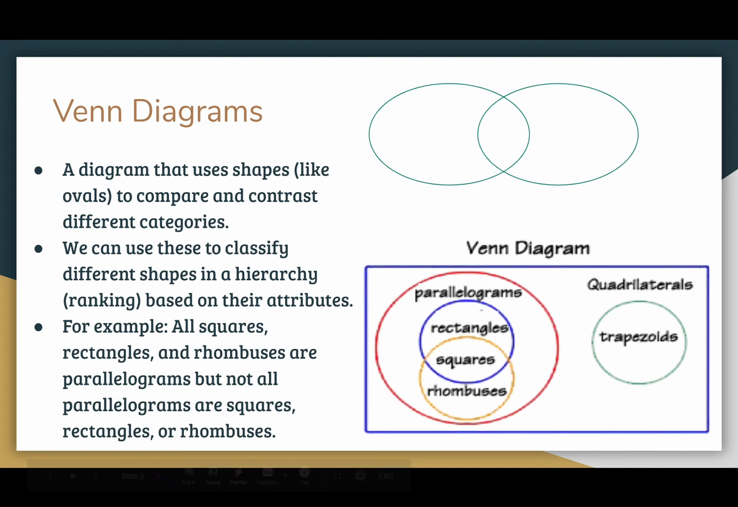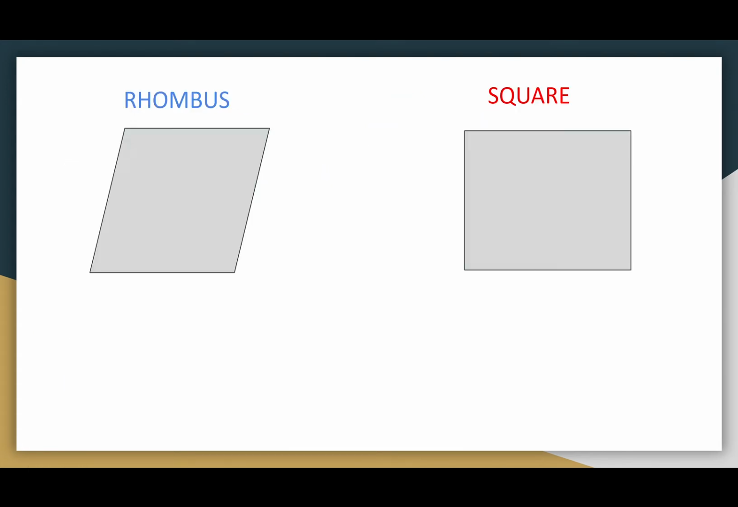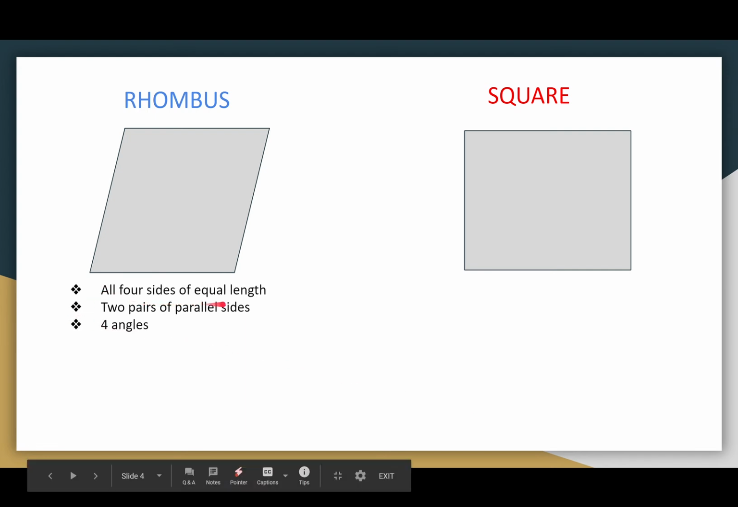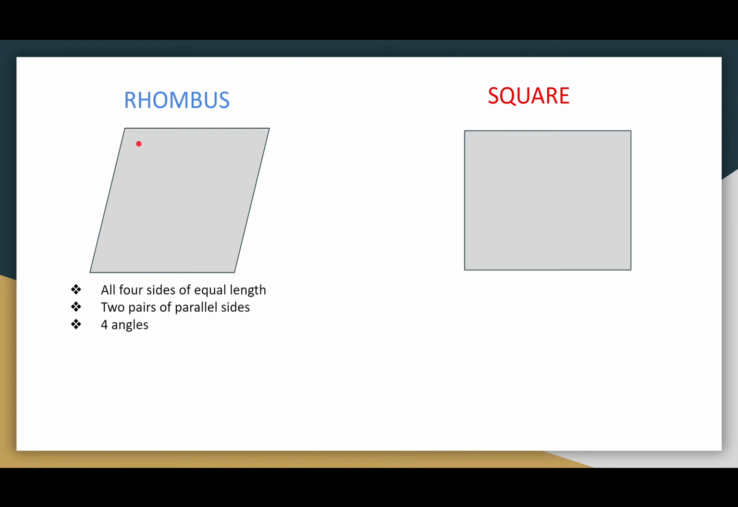Okay, let's look at one example in specific. So we have a rhombus and we have a square, 2 shapes that look rather similar. For a rhombus, they have all 4 sides of equal length. 1, 2, 3, 4. Okay, they all have equal length. They have two pairs of parallel sides. This and this are parallel, as well as this and this are parallel, okay? And they have four angles. For the rhombus, it does not say if it has to be an acute angle, an obtuse angle, or a right angle. It's just four angles in general.